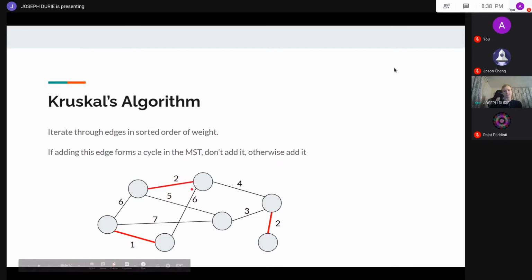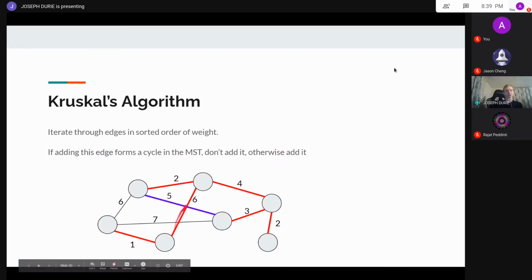And then the next few don't create cycles. Then we get to this edge of weight 5. Notice that if we add this edge, it creates a cycle with the red edges. So if we add this edge of weight 5, all of a sudden we have this cycle here, which we can't have in a tree. That means we don't add the edge of weight 5, so we throw that out, which is what we're denoting with the blue. Then, again, we can arbitrarily choose one of these 6 edges.